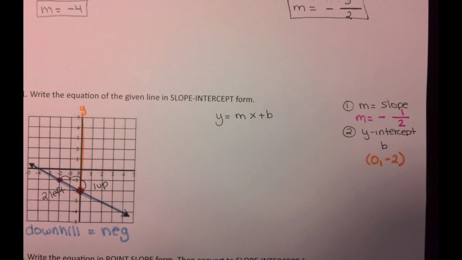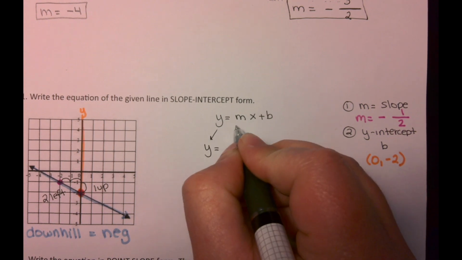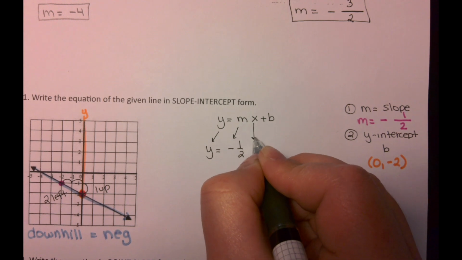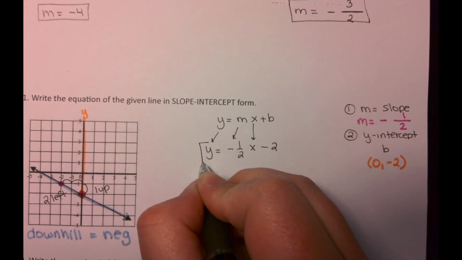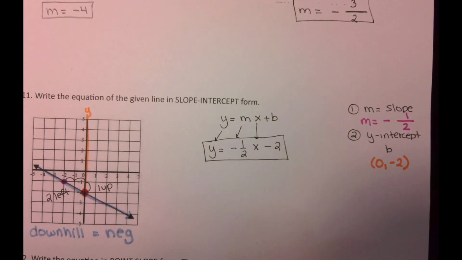And now we're ready to write our equation. Keep the y, that stays. M was our slope at -1/2. Keep the x, and b was our -2 on the y-axis. This is our equation.